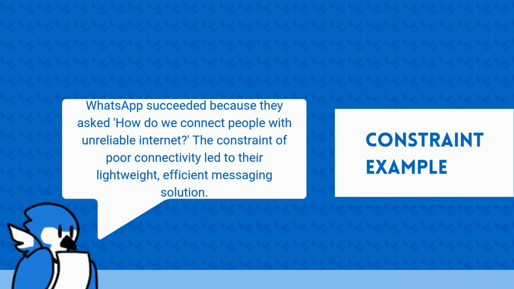A constraint example here is WhatsApp. They succeeded because they asked, how do we connect people with unreliable internet? The constraint of poor connectivity led to their lightweight, efficient messaging solution. These thought experiments force you into new idea territory.